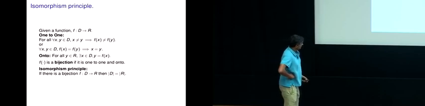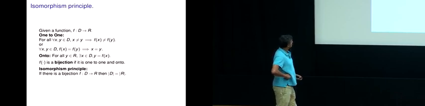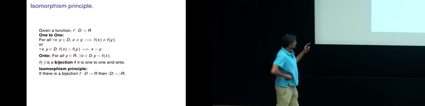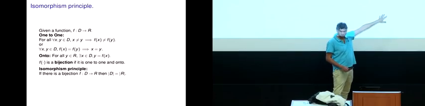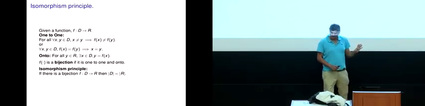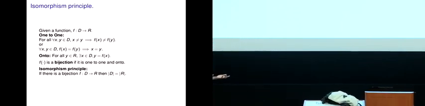Okay, this is for every element of R, there should be an x such that f of x is equal to that element, which is y. And this is what we sort of said on the previous slide. So this is our definition of countability. This last thing, we're saying that the size of D is equal to the size of R if there's a bijection.